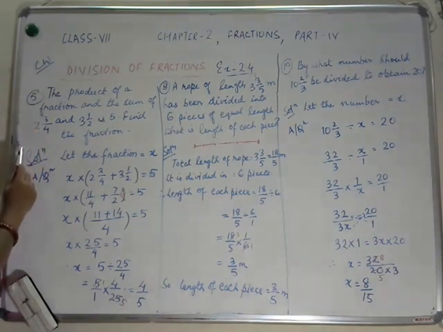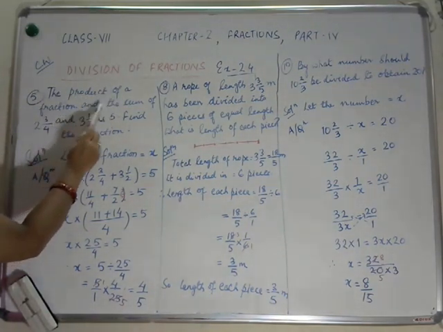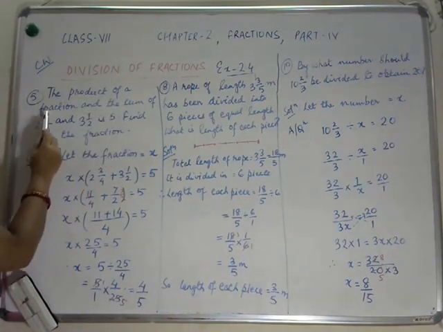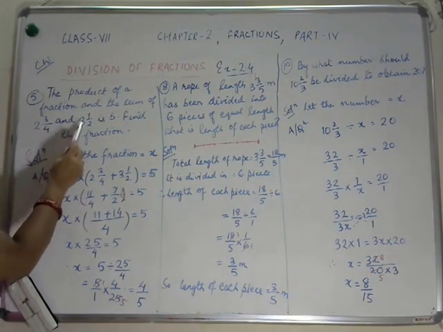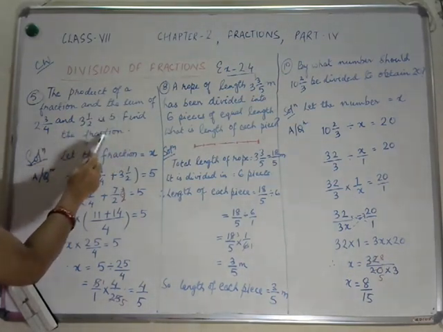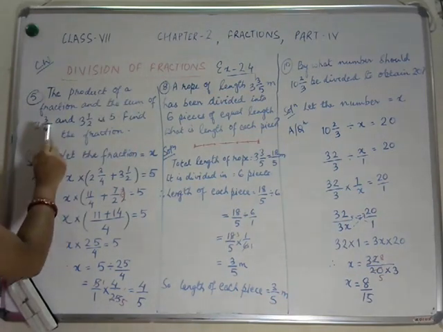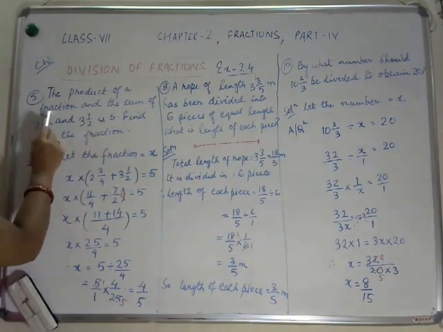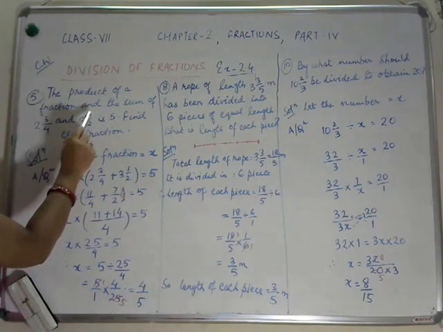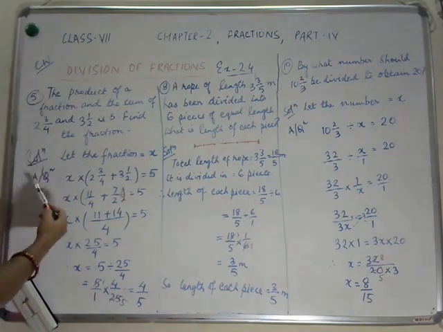Question number 5 says the product of a fraction and the sum of 2 whole 3 by 4 and 3 whole 1 by 2 is 5. Find the fraction. So first we have to add these two fractions. Then we have to multiply with the unknown fraction. So please see the solution.